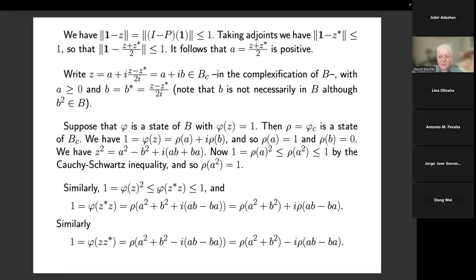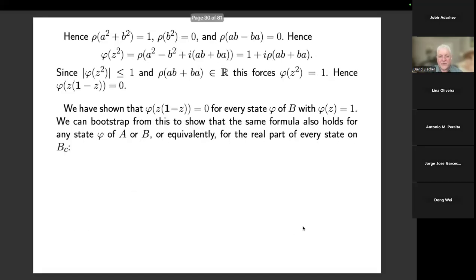So we're using the Cauchy-Schwarz inequality in the fourth last line, and then we look at phi of Z star Z. So this again does not exist in the original algebra, but it's something we can consider in the complexification with this complexified state. And we obtain this identity in the second last displayed equation for z star z. We get a similar identity for zz star, and if you compare these two identities, you see that they only differ in this part here, and so that is very useful.